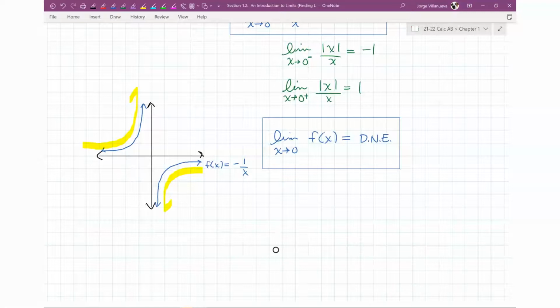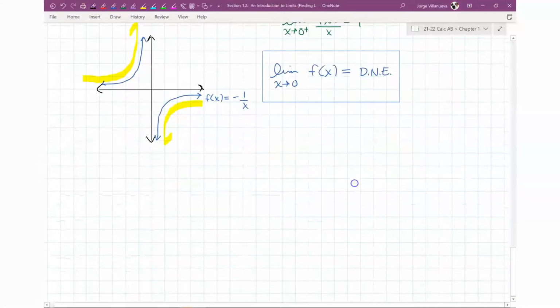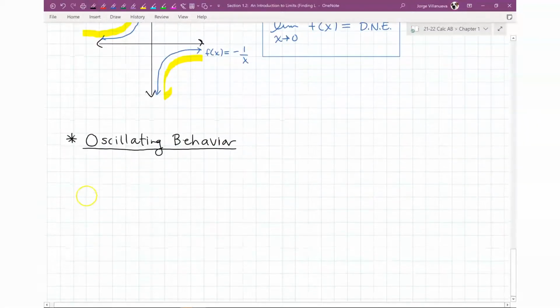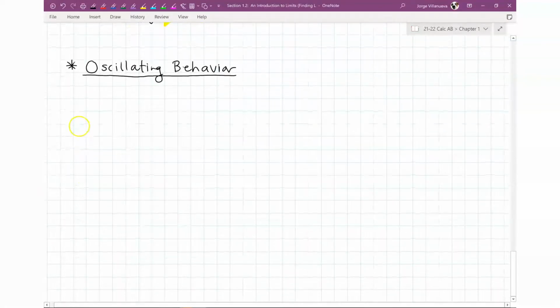So anyway, let's do the very last thing. A graph that has oscillating behavior. Okay, so let me write this down here. Oscillating behavior. So I'll give you an example of this.